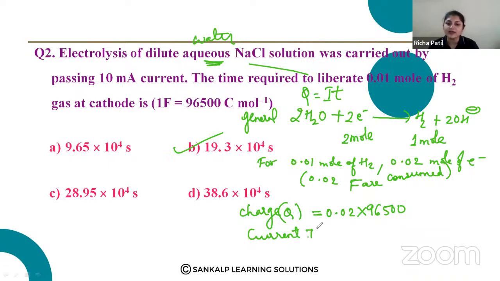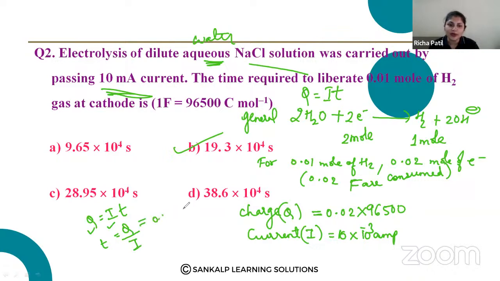Now the current passed is 10 milliampere, so 10 into 10 raised to minus 3. What they have asked is time, and Q is equal to IT. We know Q, we know I, we don't know T. So T is equal to Q by I. Q is 0.02 into 96,500, divided by 10 into 10 raised to minus 3. After solving, you get the answer 19.3 into 10 raised to 4 seconds.